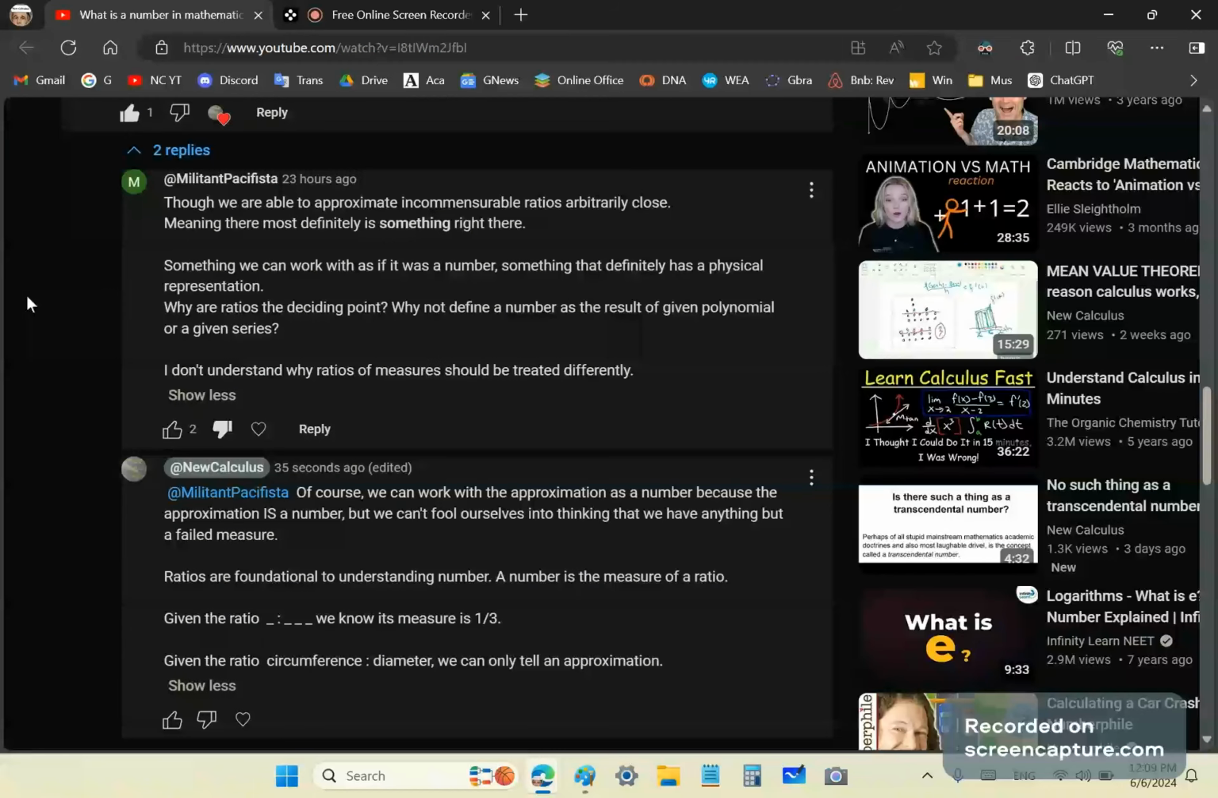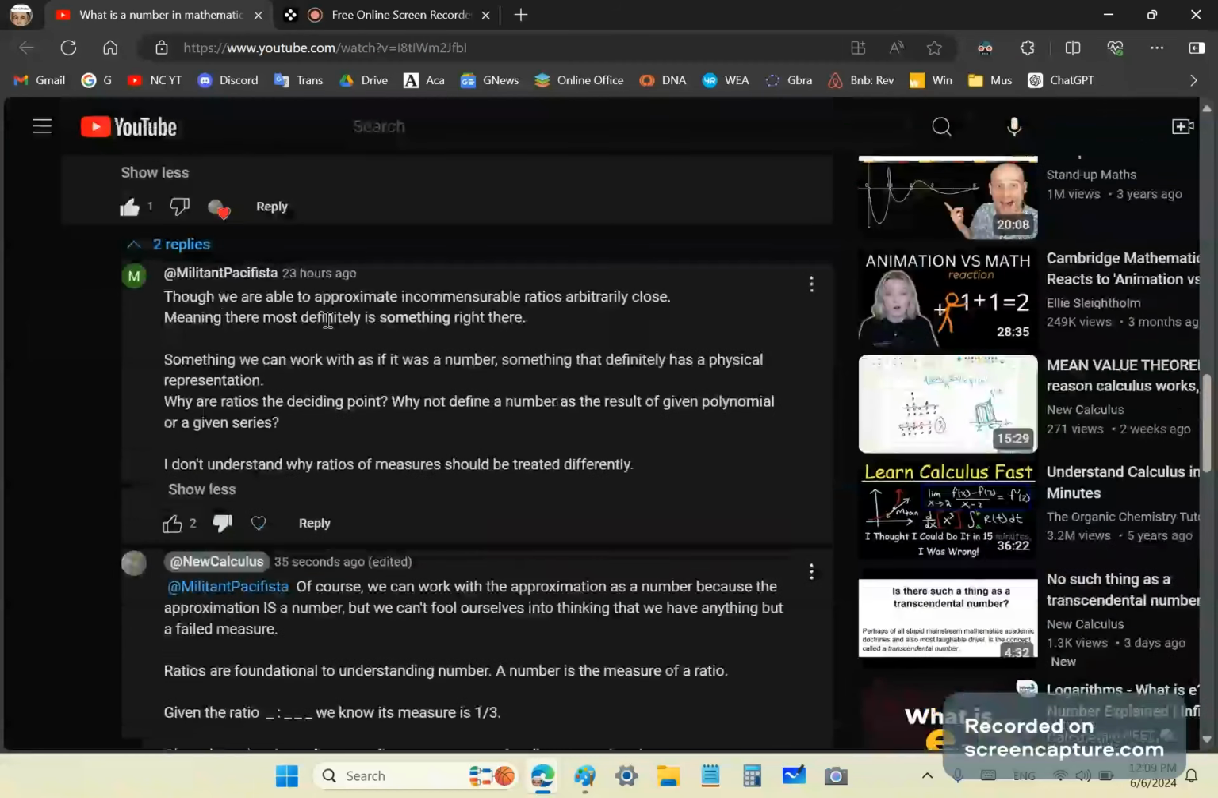So this user here posts, "Though we are able to approximate incommensurable ratios arbitrarily close." Well, that's actually not true. In fact, even if you had 10 trillion significant digits, you would still be arbitrarily far away. In other words, your accuracy is still close to zero compared to the entire representation of that number.